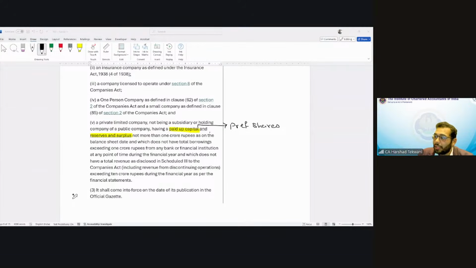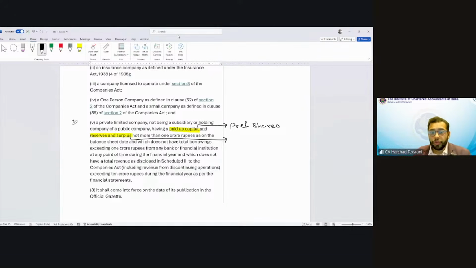Remember that. Now, second question, reserves. Which reserves will I take? In reserve and surplus, which reserves do I have to take? Revaluation reserve will not be considered, sir, I believe. Okay. Revaluation reserve will not be considered. Apart from that, is any other reserve not required to be considered? Capital redemption reserve and capital reserve.